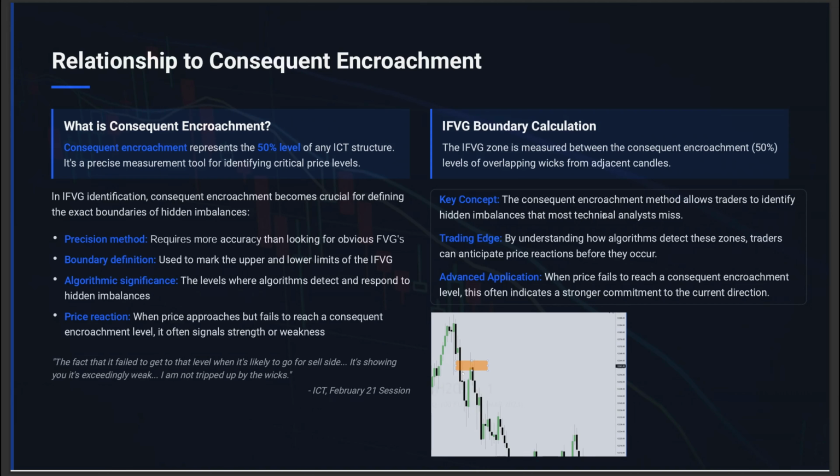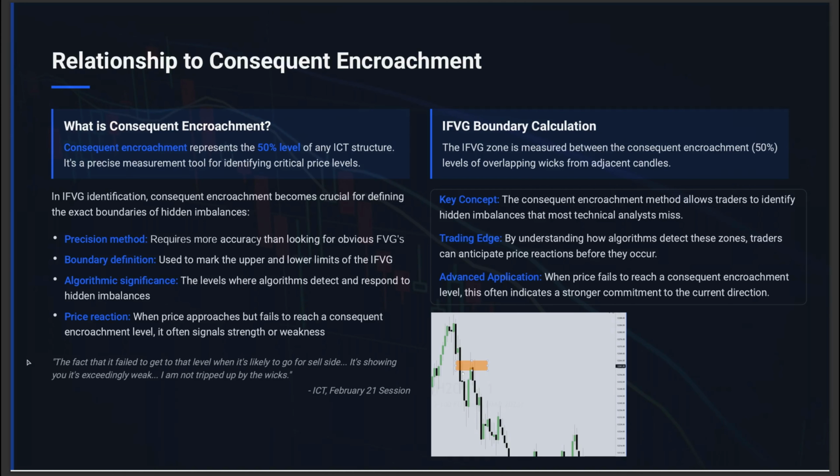Alright, so relationship to consequent encroachment. In implied fair value gap identification, consequent encroachment becomes crucial for defining the exact boundaries of hidden imbalances. For precision method, this requires more accuracy than looking for obvious fair value gaps. Boundary definition: used to mark the upper and lower limits of the implied fair value gap. Algorithmic significance: the levels where algorithms detect and respond to hidden imbalances. Now, price reaction: when price approaches but fails to reach a consequent encroachment level, it often signals strength or weakness.